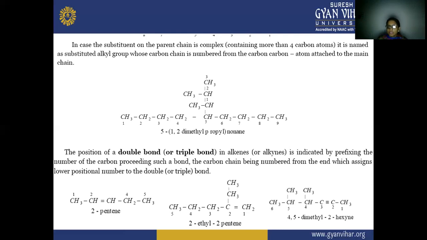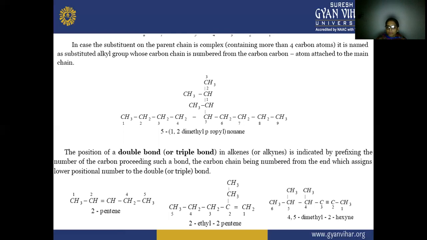Next, again, in the case of a substituent on the parent chain that is complex, meaning it contains more than 4 carbon atoms, it is named as a substituted alkyl group whose carbon chain is numbered from the carbon atom attached to the main chain, for example 1,2-dimethyl propyl. And the position of the double bond or triple bond in alkene or alkyne is indicated by prefixing the number of the carbon preceding such a bond, the carbon chain being numbered from the end which assigns the lower positional number to the double or triple bond.